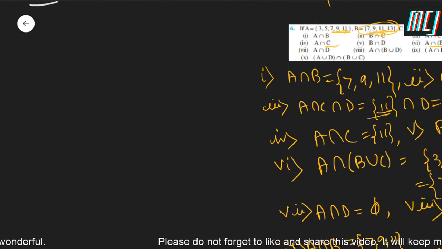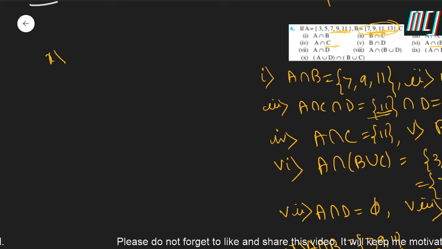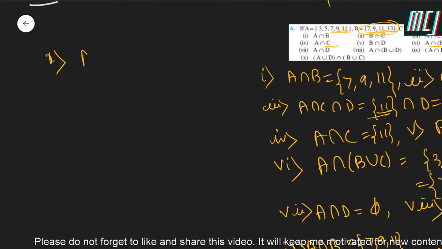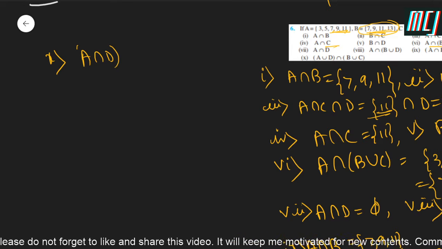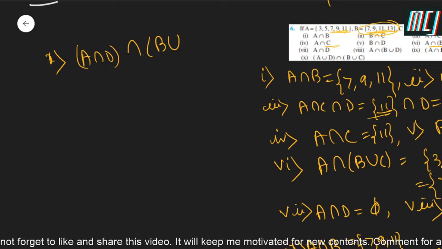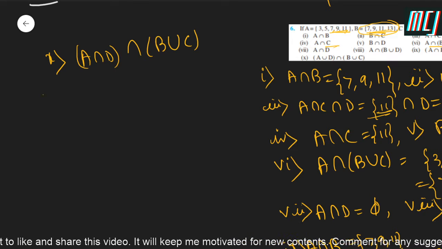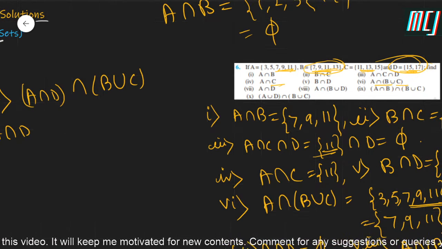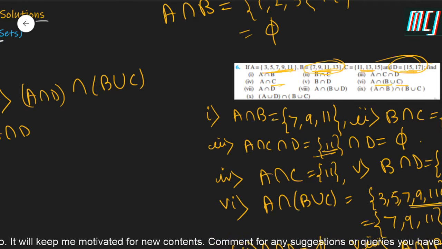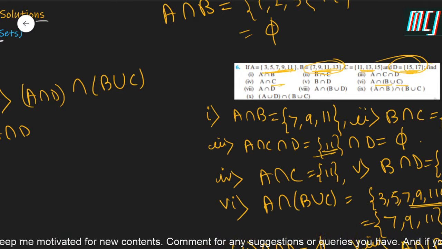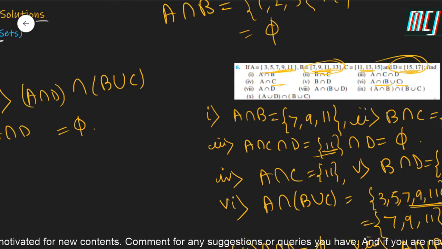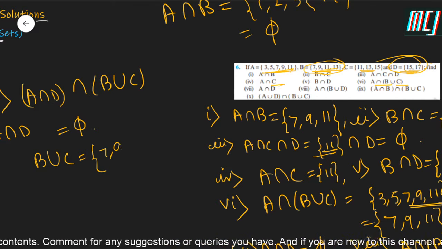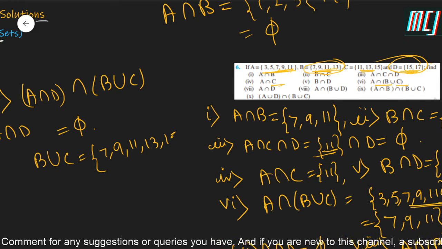Now the 10th one I am writing here. 10th one is A intersection D intersection B union C. Okay. So A intersection D. Here A is 3, 5, 7, 9, 11. D is 15, 17. So A intersection D is equal to Phi. B union C, that is equal to 7, 9, 11, 13, 15.